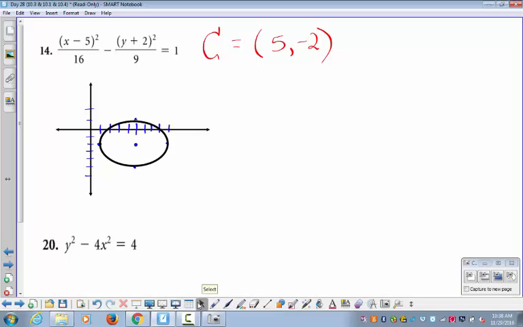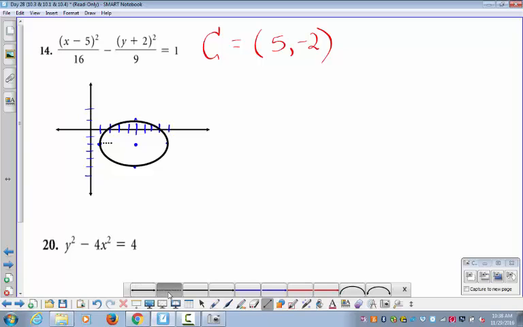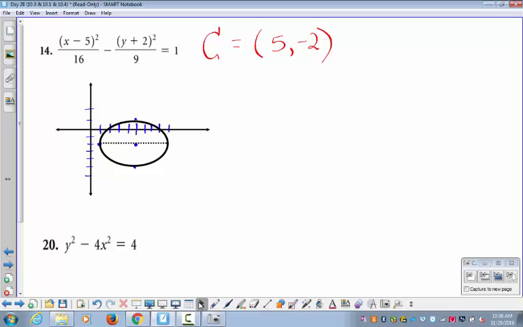And the foci are always going to be on the major axis. The major axis in this case is horizontal. The major axis is just the longer axis. The minor axis is the shorter one. And the foci are always on the major axis. So to find the foci, we need to use little c. So little c squared will be the sum or difference of the denominators.